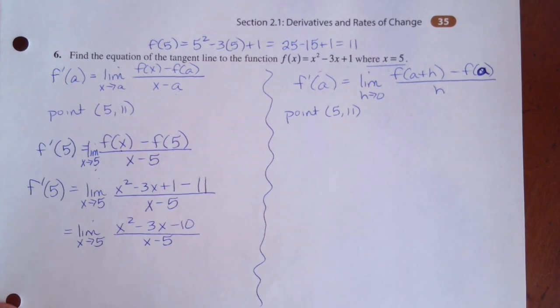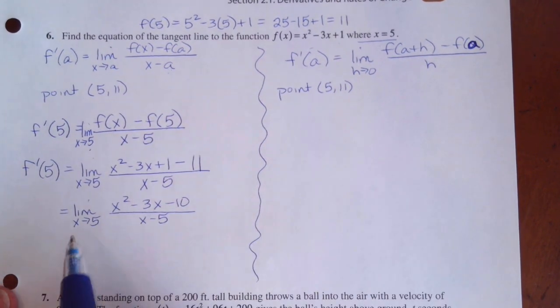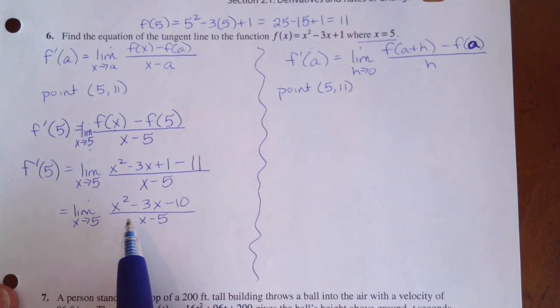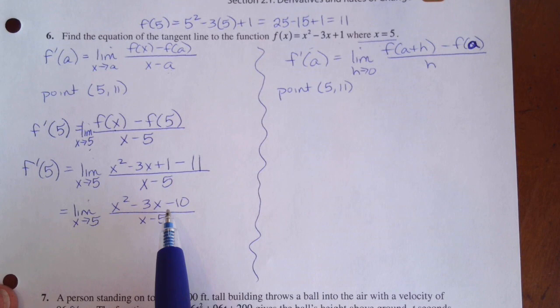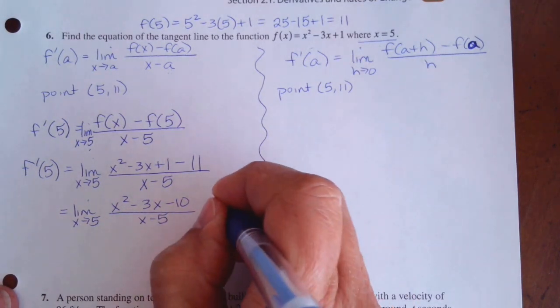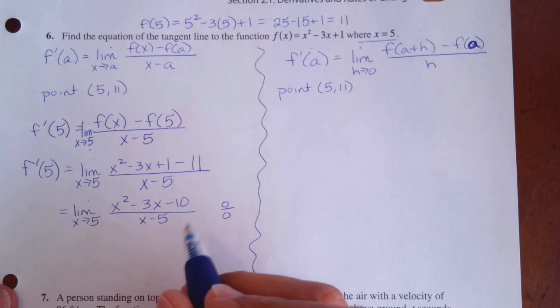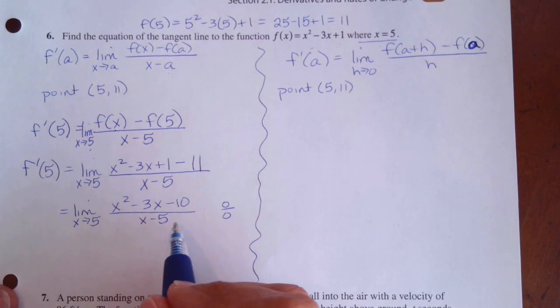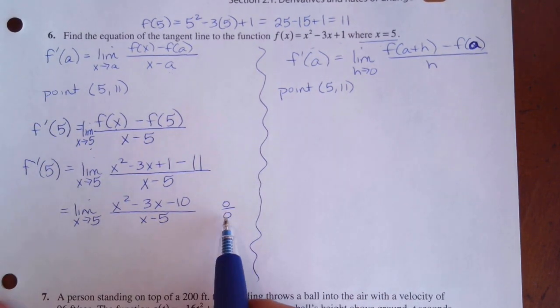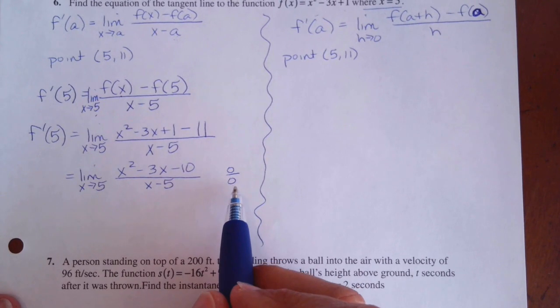All right, so there's your limit. Now remember, we could do direct substitution at this point. If I do direct substitution, I'm going to get 25 minus 15, which is 10, minus 10, which is 0, and 5 minus 5 in the bottom, which is 0. Right? So my direct substitution didn't really help me. But that does tell me that I can continue and find an answer.